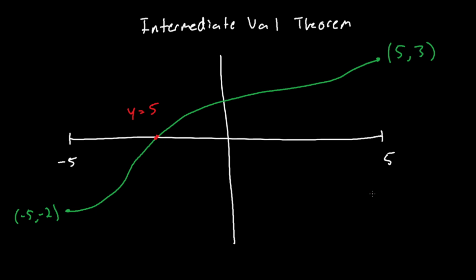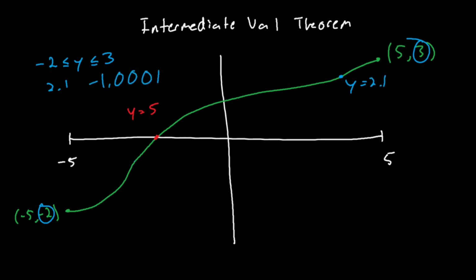And to be more clear, there must be a value for every single y value between your 2 y values. The y values here are -2 and 3. So between -2 and 3, there must be a y value along this entire graph for every single value possible between -2 and 3. So it could be 2.1. Maybe 2.1 is right here. This has a y value of 2.1. It could be -1.0001. Maybe that's right here.